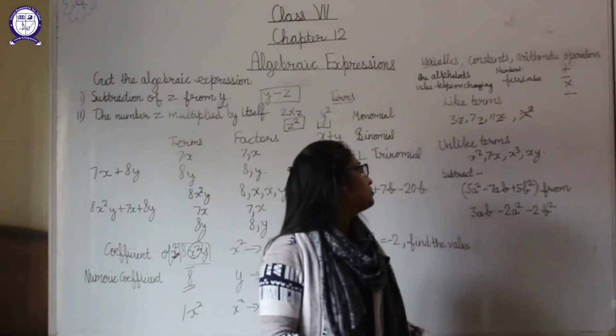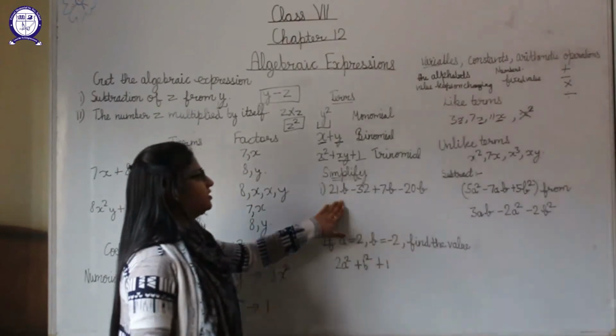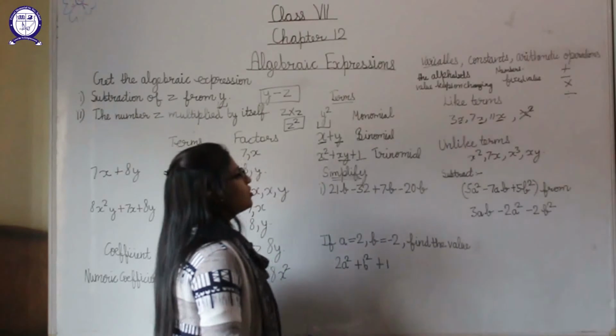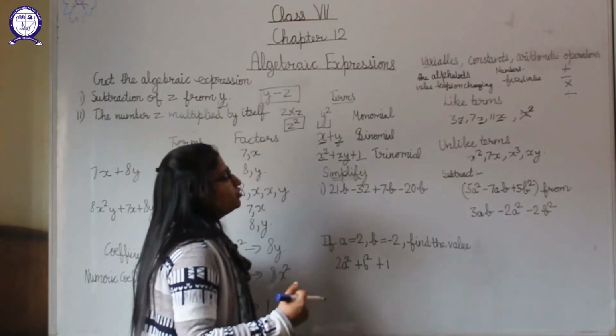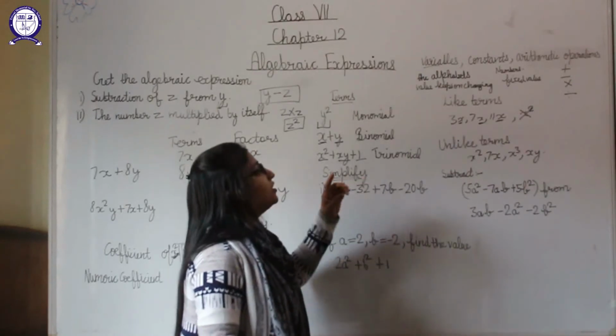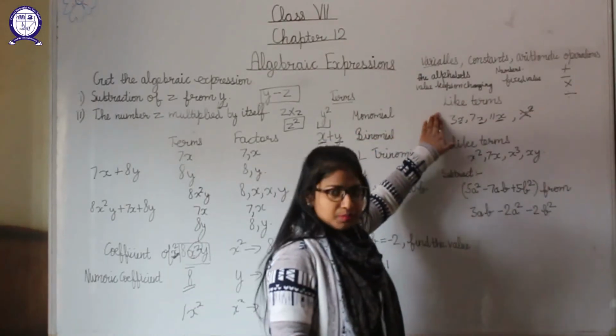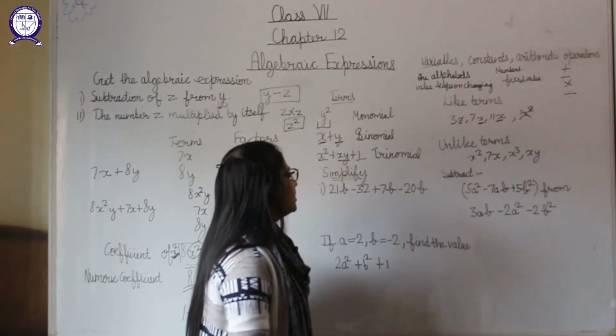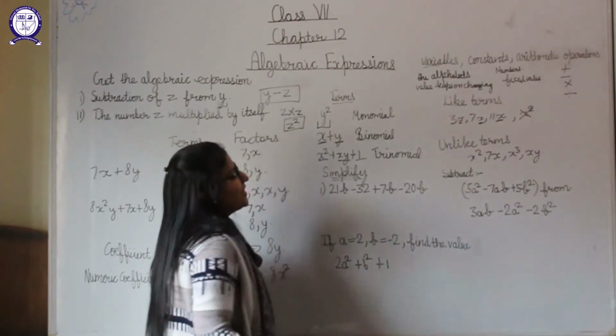Okay, now students, next thing is simplify. This algebraic expression is given to us and we have to simplify this. So first of all, what we have to do, we have to combine the like terms for the simplification, because like terms can be added or subtracted, but unlike terms can't be added or subtracted. Okay, so for that, first of all, we will combine the like terms.